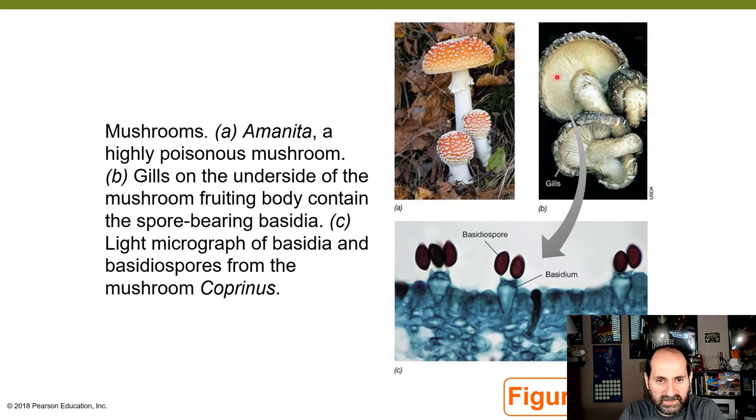In B, you can see the gills underneath the basidio cap, the spore-forming region. The gills are where the spores form, the spore-bearing basidia. And C is a light micrograph of basidia and the basidiospores from the mushroom Coprinus. So you can see the actual spores on the cap.